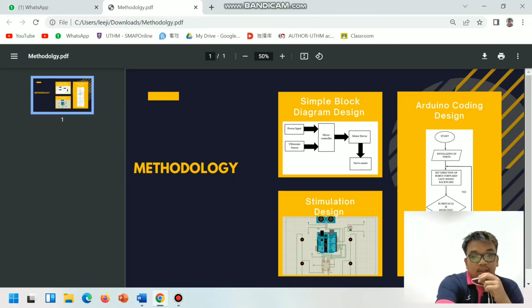And the last part is the simulation design of our project. So we're using the Proteus software to design the DC mini electric motor. And the components of the simulation design include the Arduino UNO R3, a power source, L293D motor driver, PWM servo motor, and ultrasonic sensor as shown here.